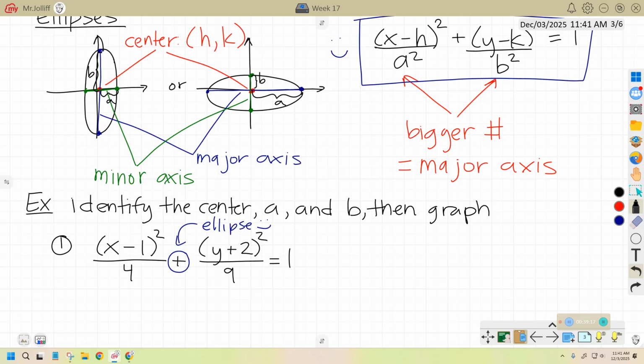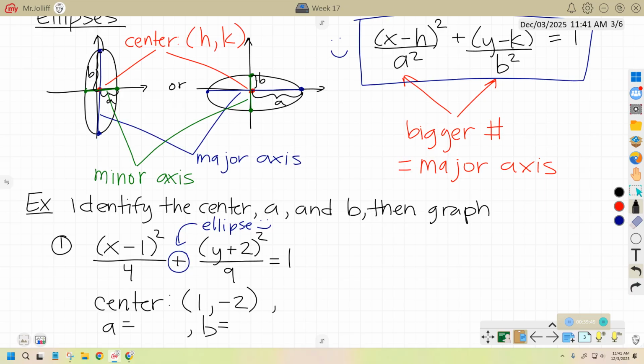We have more numbers floating around. So how do I figure out where my center is? Can I get somebody who hasn't spoken yet? Raise your hand. Who sees the center? Emiliano, what do you see? 1 and -2. Can I get a thumbs up if you agree with the 1 and -2? Very good. H and K change sign when we pull them out. Very good.